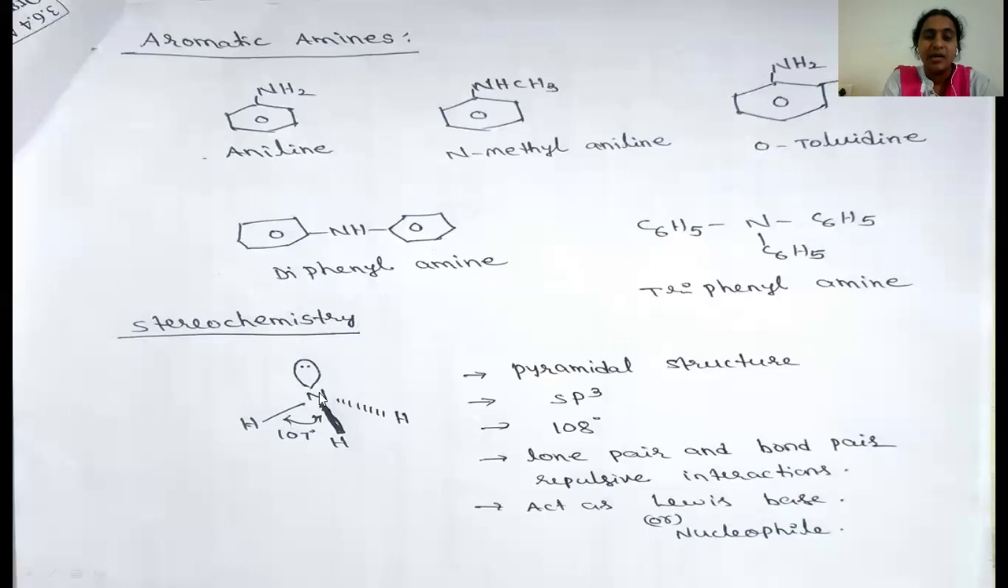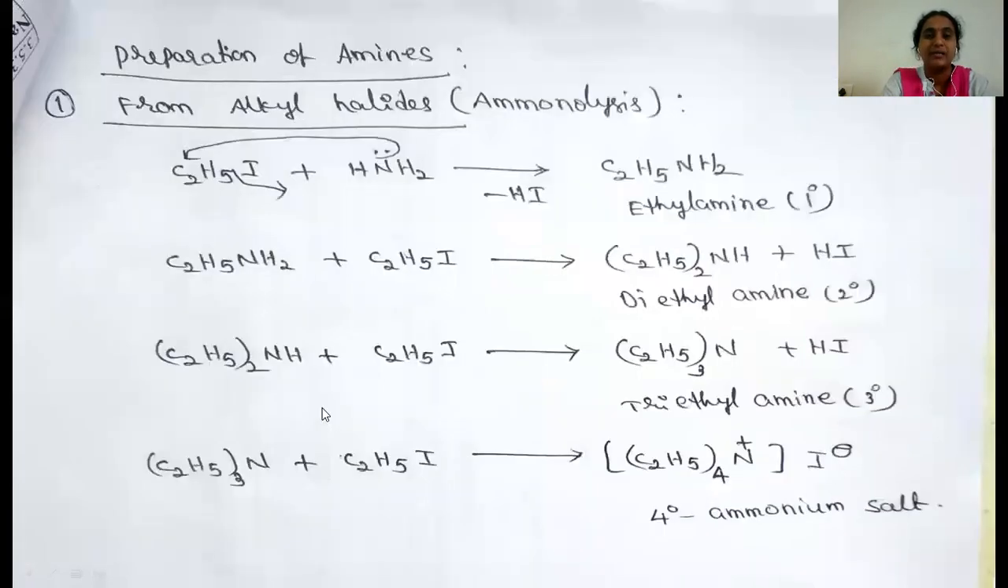And because the nitrogen contains one lone pair of electrons, it acts as a Lewis base as well as a nucleophile. A Lewis base is nothing but a compound that can donate a lone pair of electrons, or it can also act as a nucleophile. So this is the structure or stereochemistry of ammonia or amines.